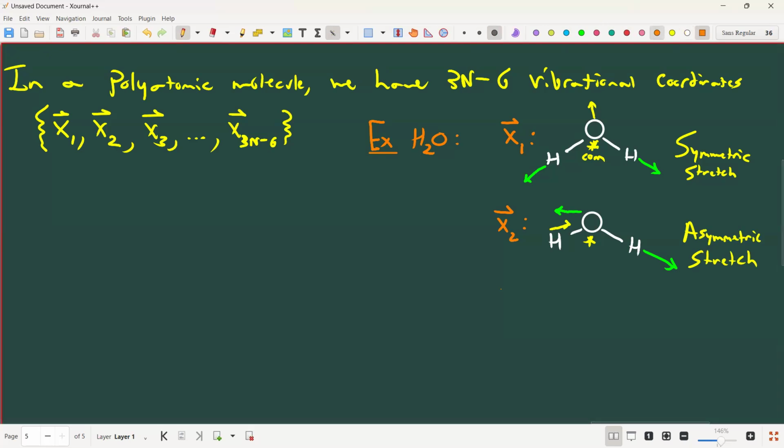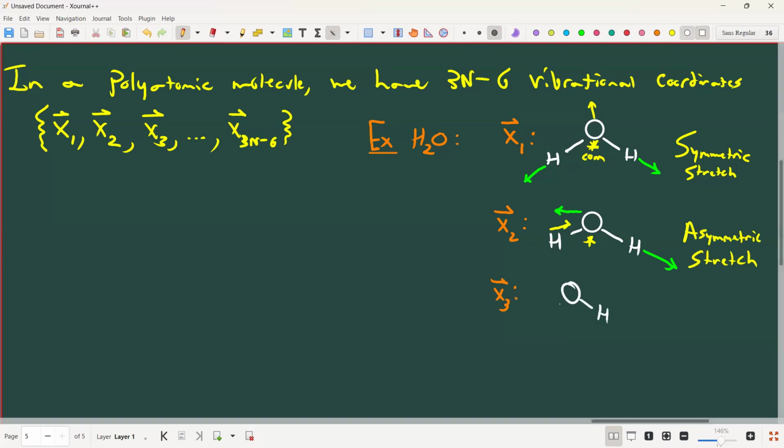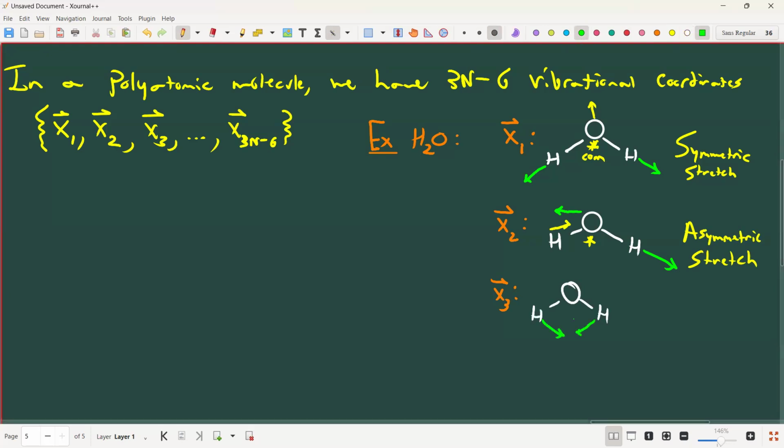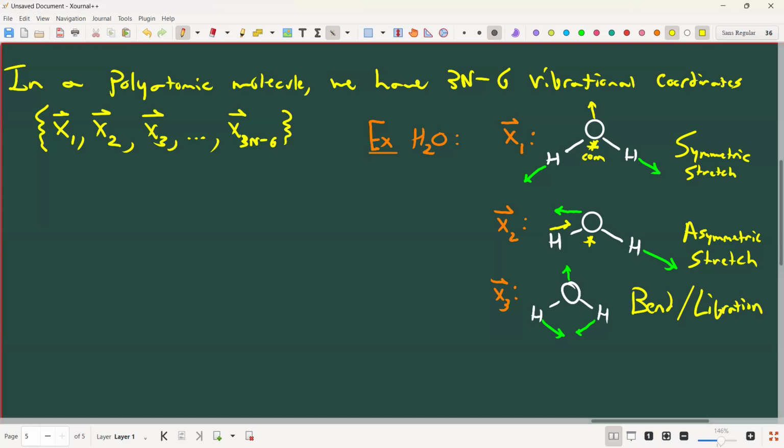And then the final one is the bend, one of water's most important motions, where these two hydrogen atoms bend in like this, and the oxygen pumps up a little bit. This is called the bend, or the libration. Libration is another word that chemists like. So these are these collective motions, where all of the atoms are moving collectively in some trajectory.